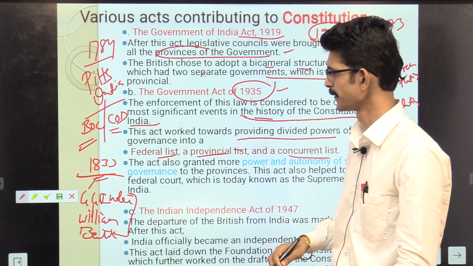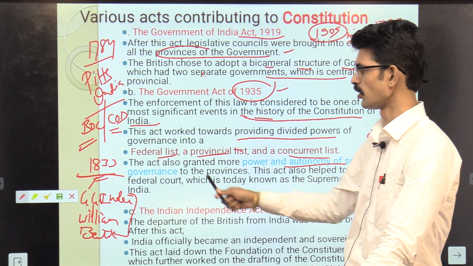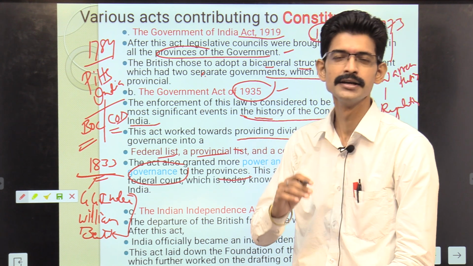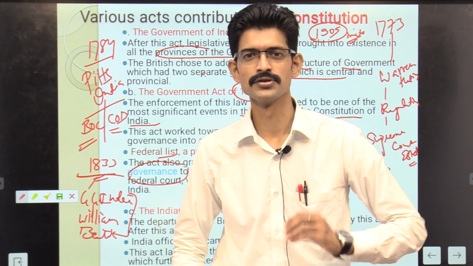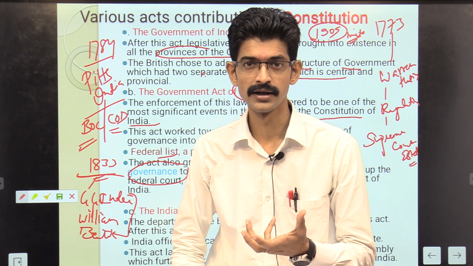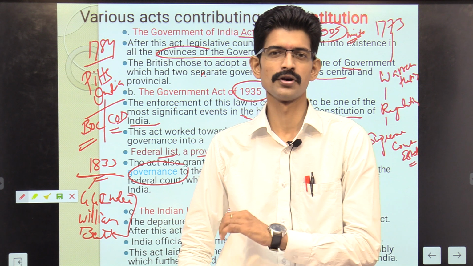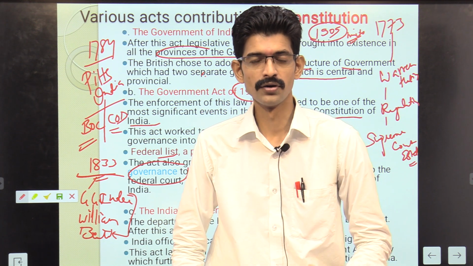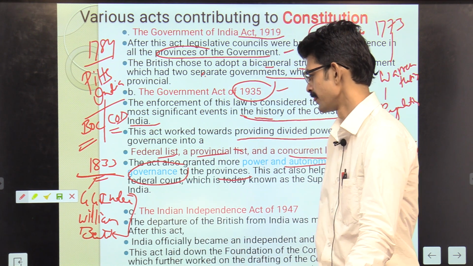Remember this point. Then the Act also guaranteed the power and autonomy of self-governance to the provinces. That means the provinces could work according to themselves. They should have their autonomy over their power. They should realize their aim. They should work on their own. They can make their laws and regulations of taxation, regulations and variability of the governance in their provinces. That was included in this act.